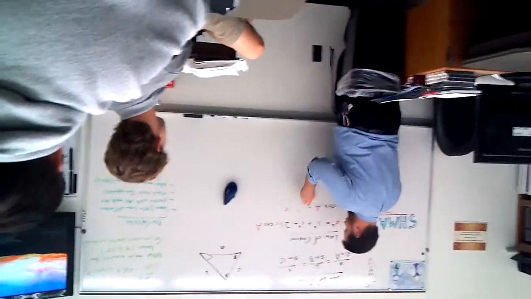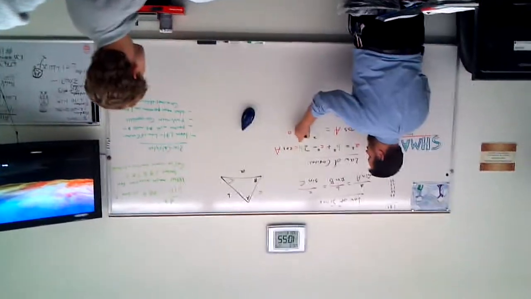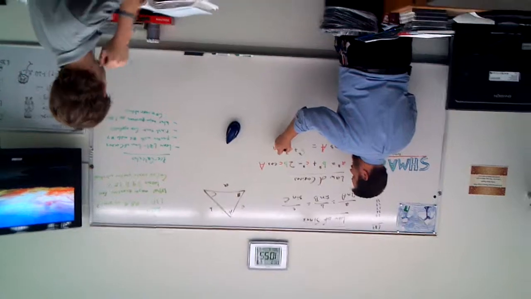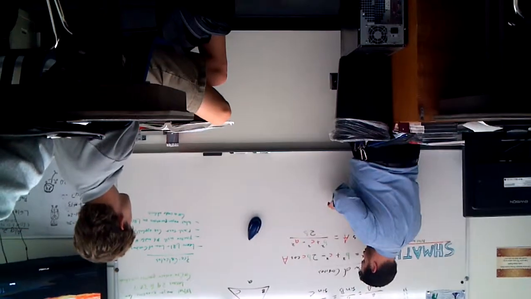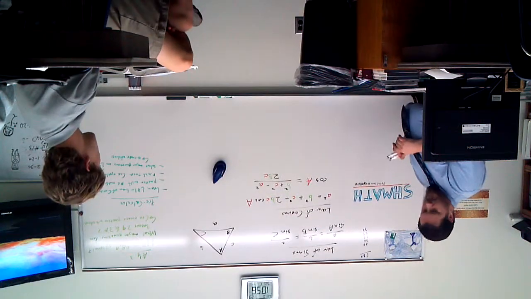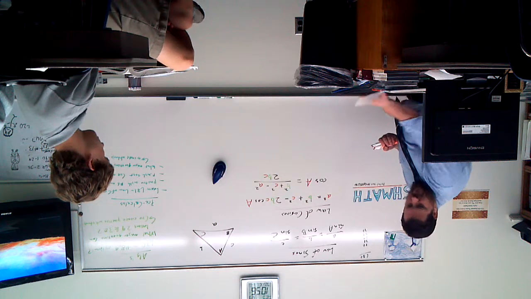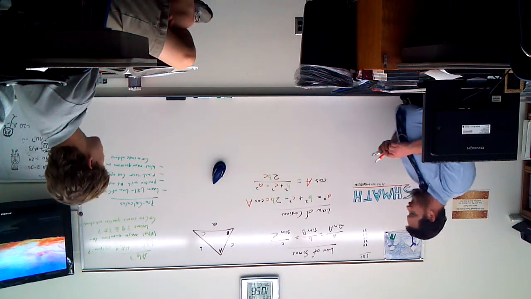B, C, A. Alright, so b squared plus c squared minus a squared over 2bc. Did I do that right? Hopefully you could mess it up and I wouldn't know. Well, that's encouraging. Okay.